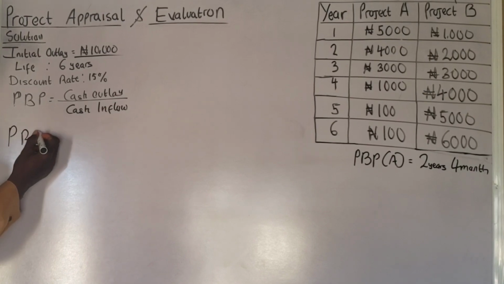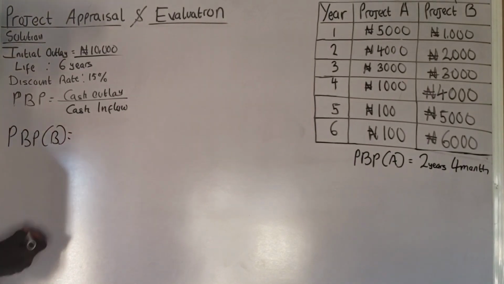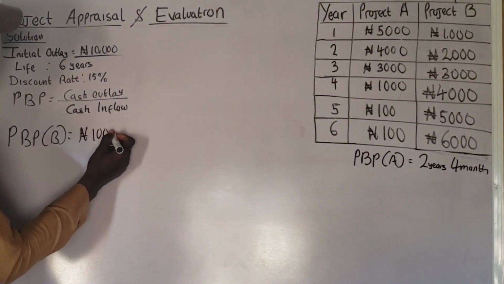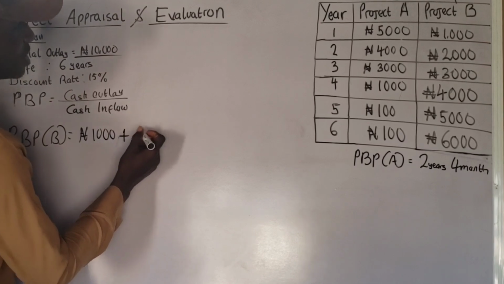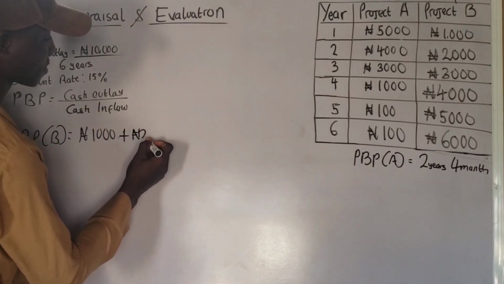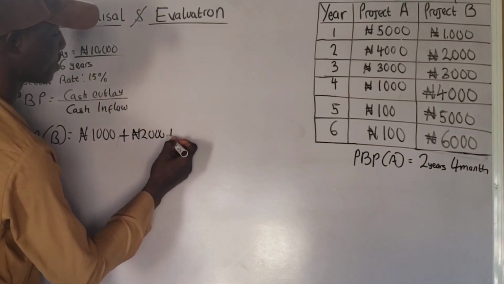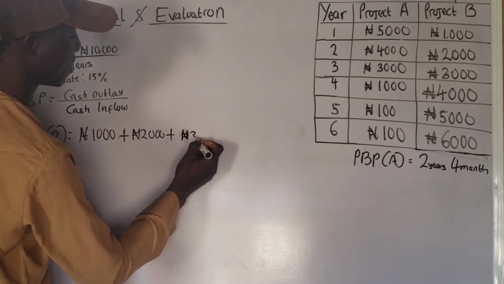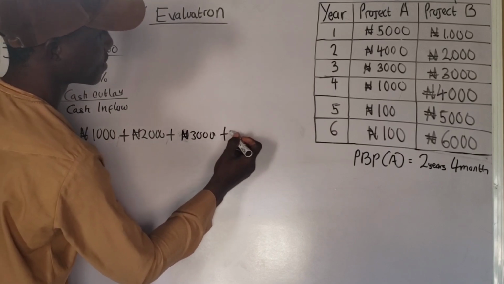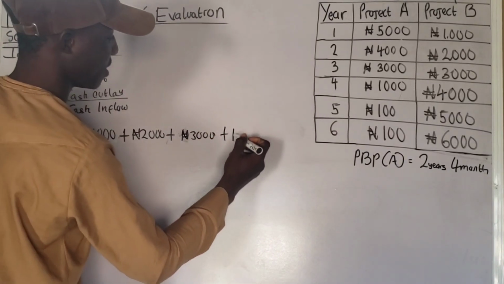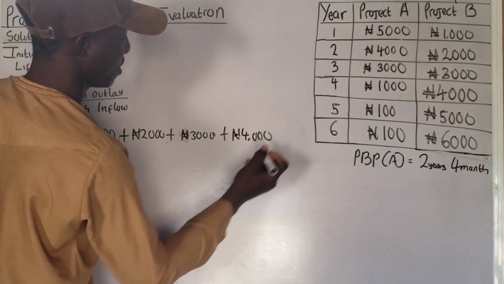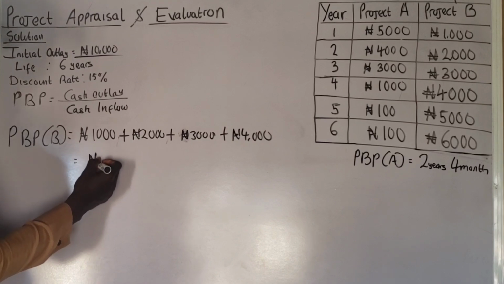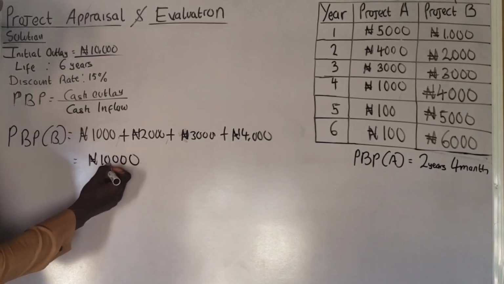For project B, the first year is 1,000 naira. You understand? 1,000 naira plus the second year, 2,000 naira. Then plus the third year is what? 3,000 naira. The fourth year is 4,000 naira. So this is up to 10,000 naira. The sum is what? 10,000 naira. You can see now.